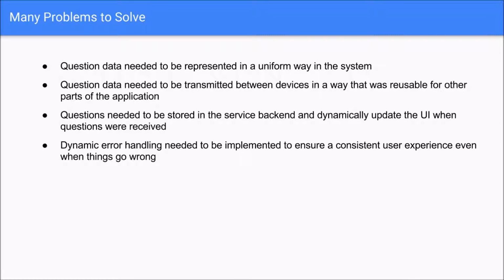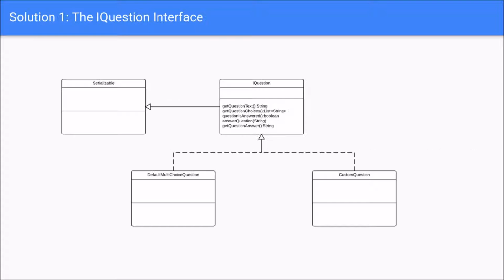Question data needs to be represented and transmitted in a uniform way to ensure code reusability. Questions also need a way to be stored while still being able to reflect them and any changes to them in the UI dynamically. Finally, there needs to be some form of dynamic error handling to ensure a consistent user experience even when things go wrong. Let's talk about these solutions.